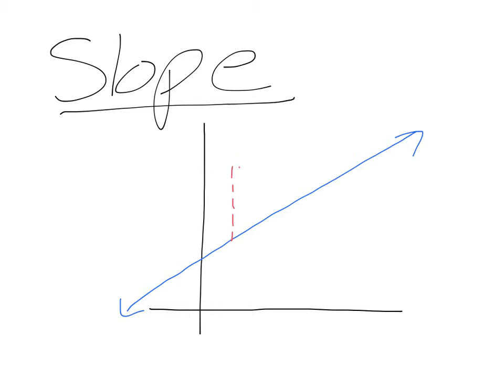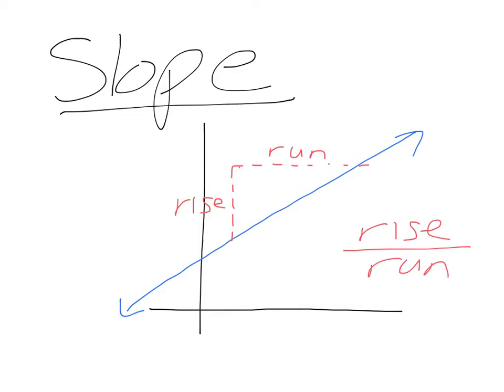But how far it goes up, which we're going to call the rise, and how far it goes across, which we're going to call the run. So when we talk about the slope, we're talking about what we call the rise over the run. And that's what the slope is equal to. Now, there's a couple of ways we could find that, but we're going to get to that in a little bit.